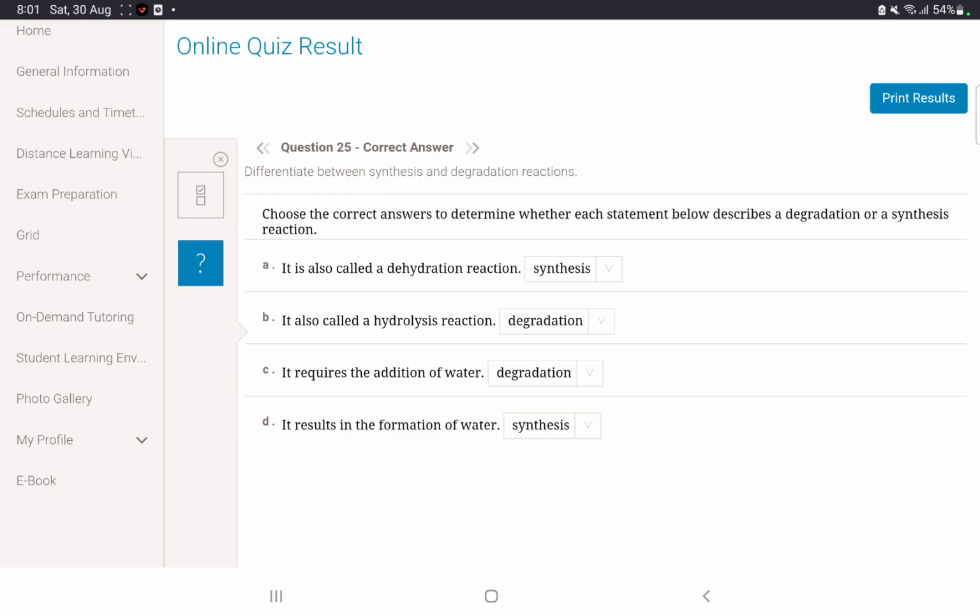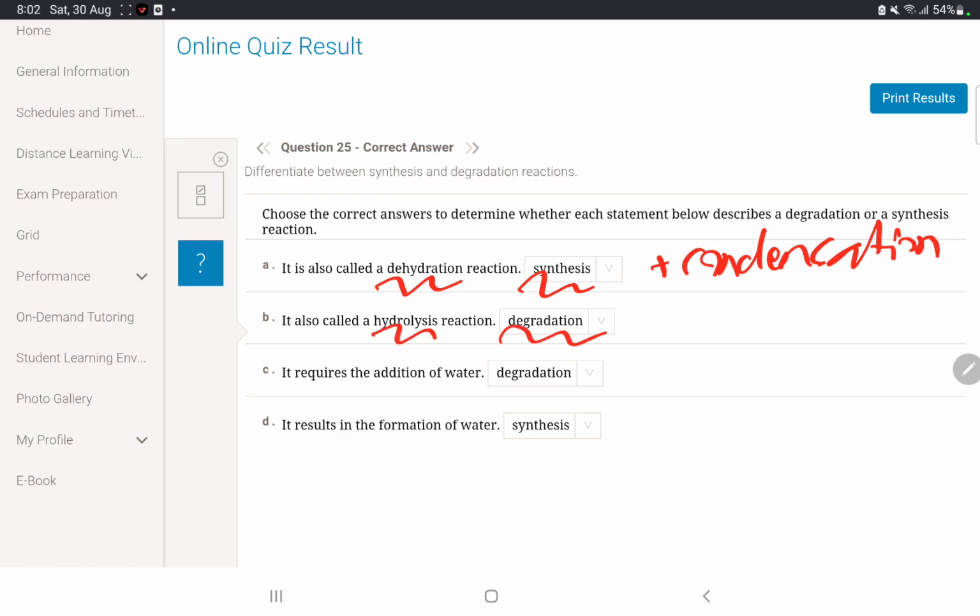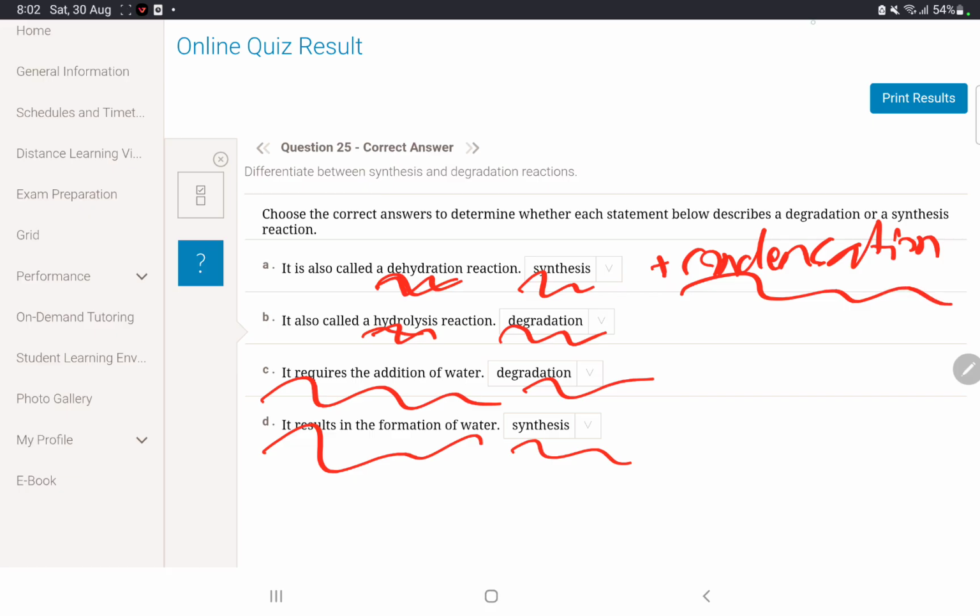It is also called a dehydration reaction. Synthesis. Okay, now we have 3 names for dehydration. Why? Don't ask me. Dehydration, synthesis, and condensation all mean the same thing. It is also called hydrolysis. Hydrolysis is the same as degradation. It requires the addition of water, so adding water is degradation, which is also hydrolysis. Forming water is synthesis, which is also dehydration and condensation.